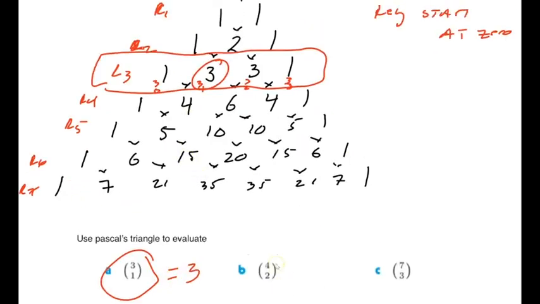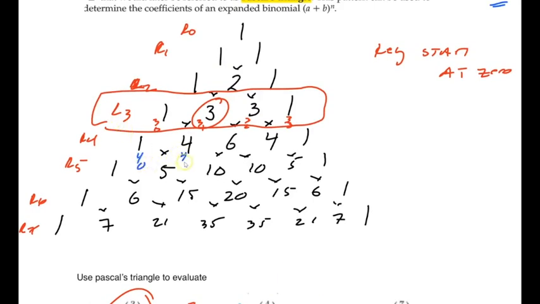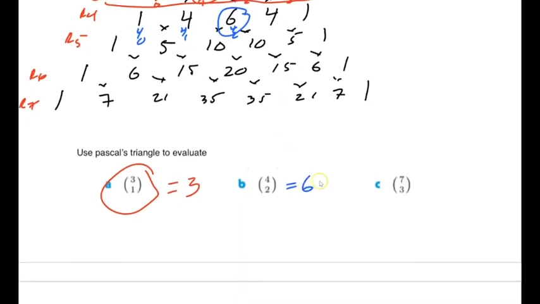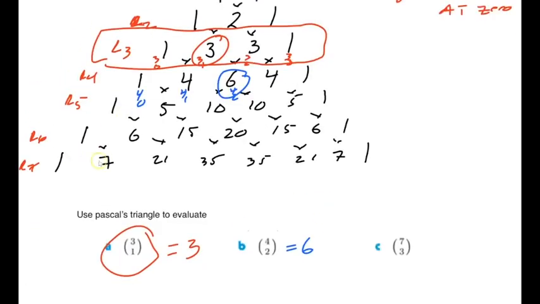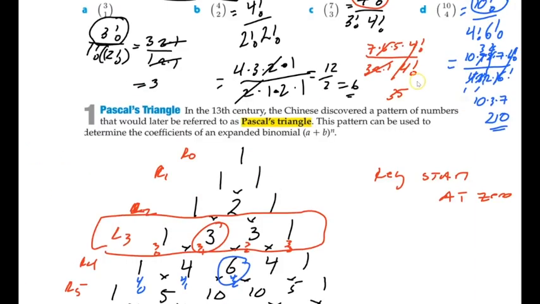Now let's look at 4 choose 2. So row 4, 4 choose 0, 4 choose 1, 4 choose 2. So 6. Same thing I got up here. And then the last one there, 7 choose 3. Here's row 7, 7 choose 0, 7 choose 1, 7 choose 2, 7 choose 3. 35, just like I got up there. That's another way of doing it.